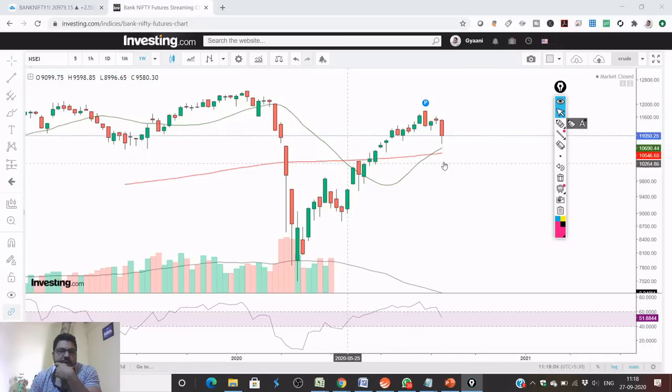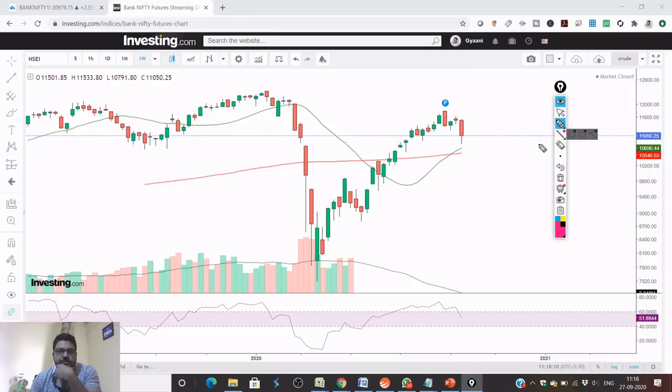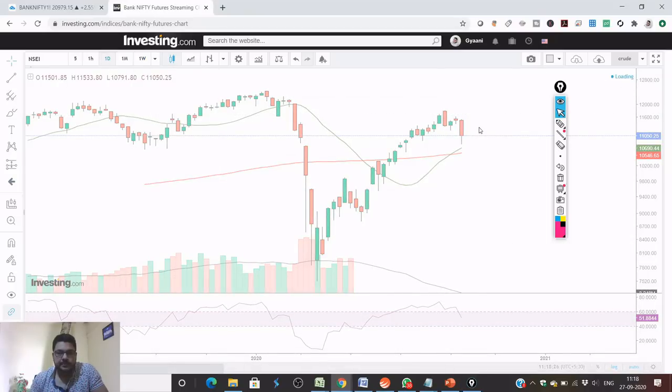It is already taking a support at 20, and there is a crossover which happened for 20 and 200, which is a good sign. So comparatively, Nifty is stronger than Bank Nifty. Let's go to a daily time frame.